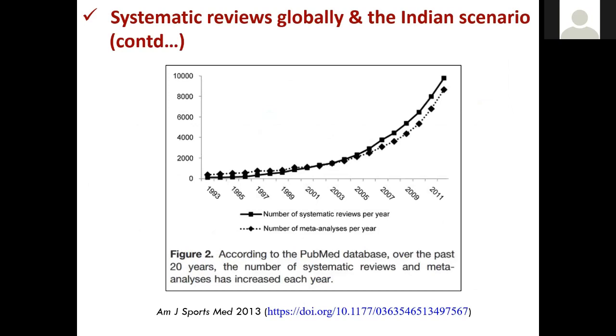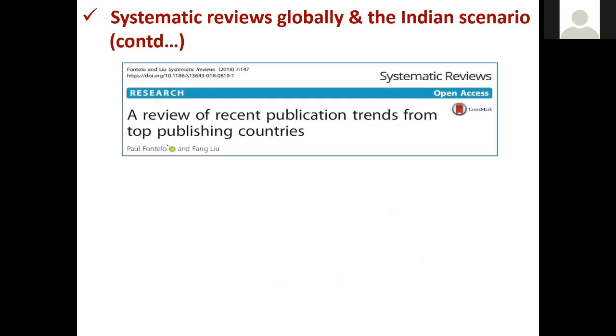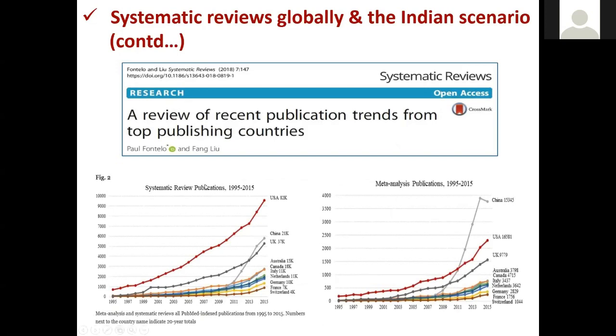This is a slightly older paper in the American Journal of Sports Medicine, where they saw how, from 1993 to 2011, the number of systematic reviews and meta-analyses had increased exponentially. This is a more recent paper in Systematic Reviews, which shows publishing trends from different countries. Here, this is for systematic reviews and this is for meta-analysis. From 1995 to 2015, there has been a very sharp increase in the number of systematic reviews as well as meta-analyses over the years.